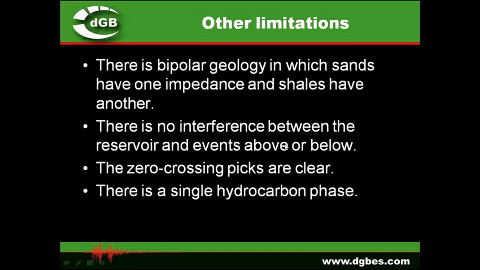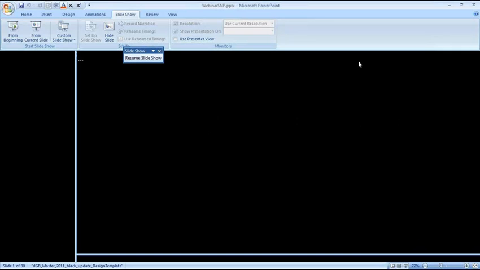The zero crossing peaks of the reservoir on the colored inversion should be clear and accurate. That is a critical step. And further, there should be a single hydrocarbon phase in your reservoir. Those are the most important limitations for this method. So that is the concept and theory behind this workflow. So now I will actually demonstrate how to do it.